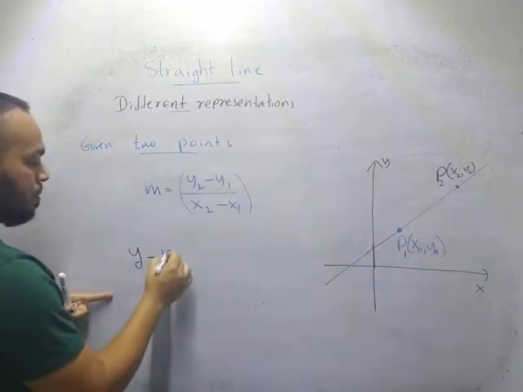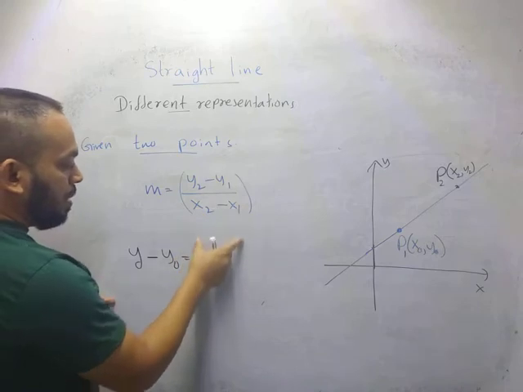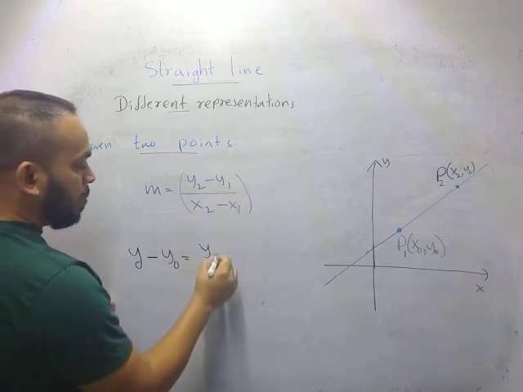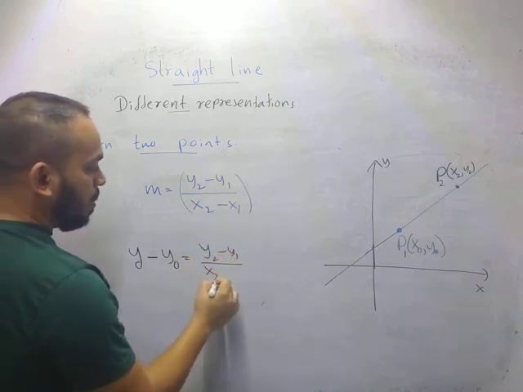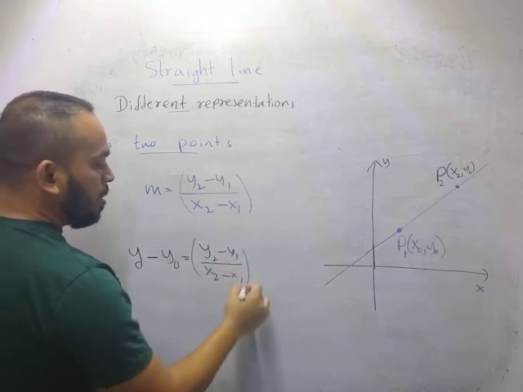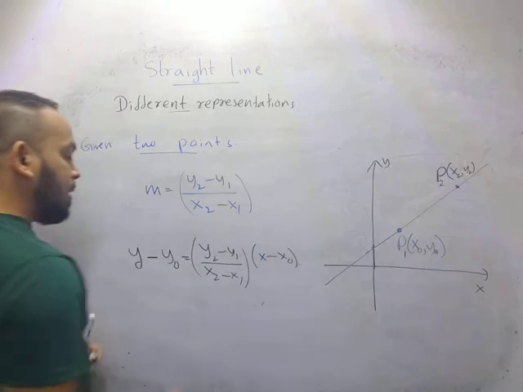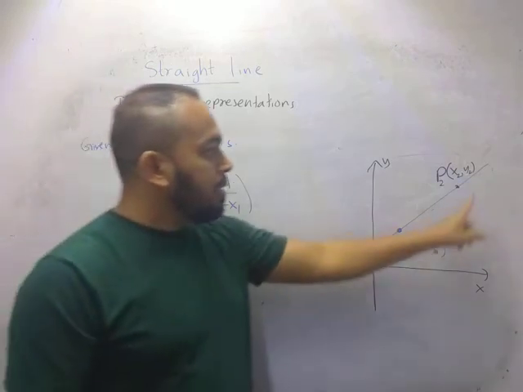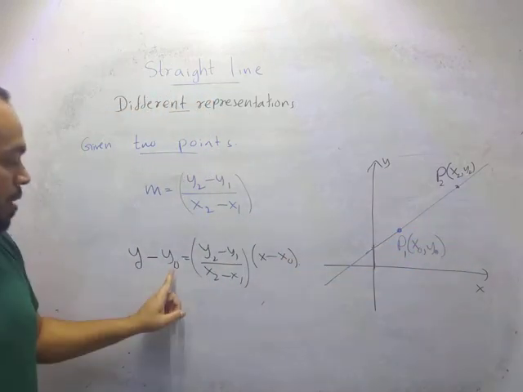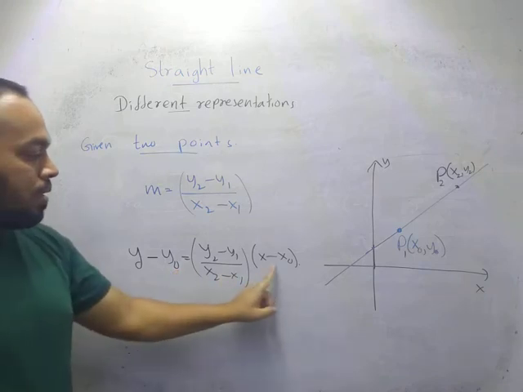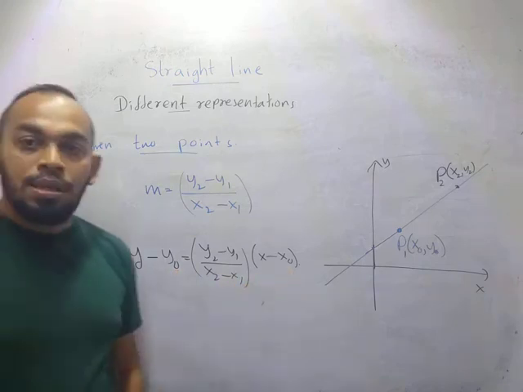Say y0 equal. Here it should be the gradient. So y2 minus y1 divided by x2 minus x1 into x minus x0. That's it. If I pick this point instead, then here y minus y2, then x minus x2. The rest is the same.